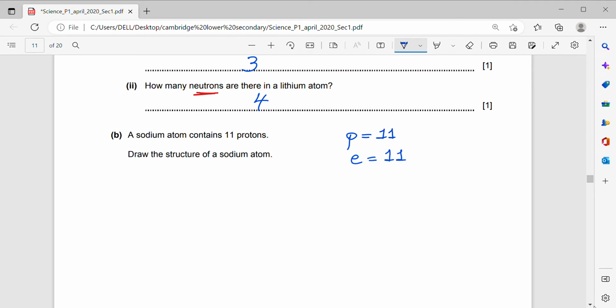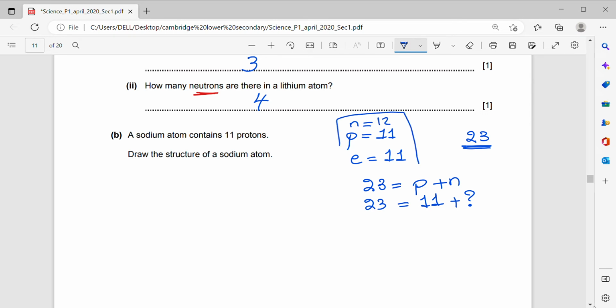If we check the periodic table, we will find that the mass number of sodium is 23, which means 23 is equal to the number of protons plus the number of neutrons. Protons are 11, here 23. So what's the number of neutrons? The number of neutrons is equal to 12. So these are the data given to draw the sodium atom.